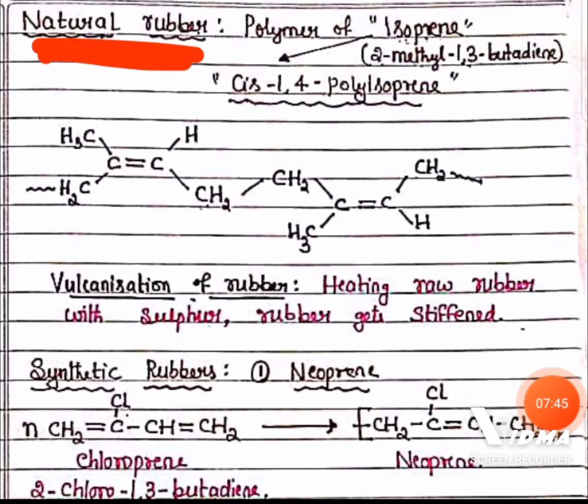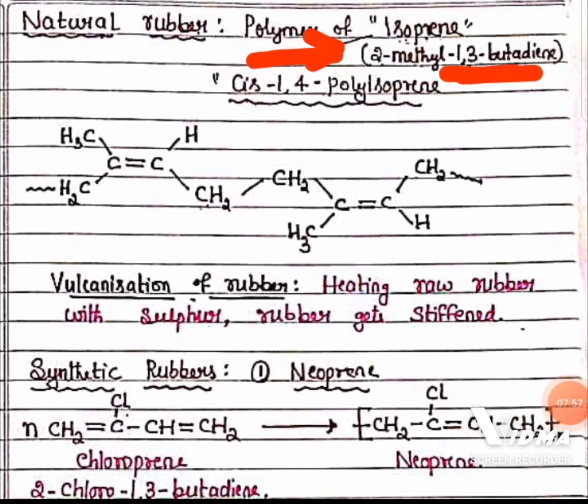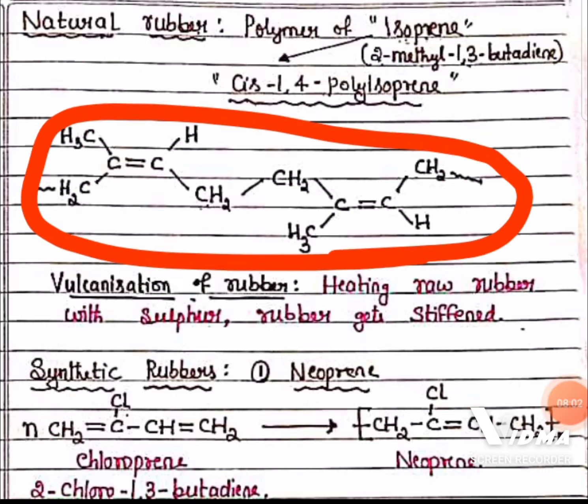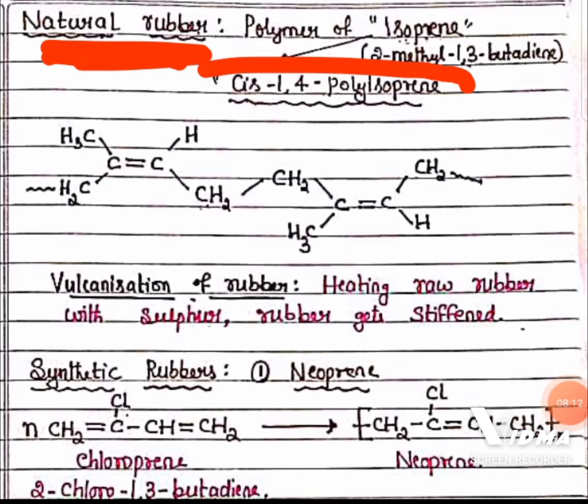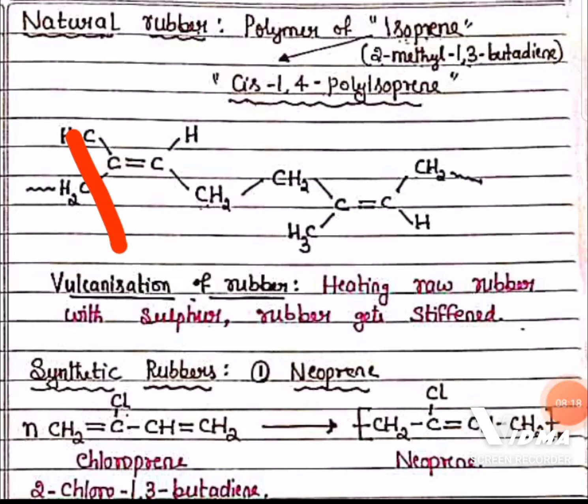Then natural rubber. About natural rubber, we need to remember the monomer, which is isoprene. Its IUPAC name is 2-methyl 1,3 butadiene. When this monomer undergoes repeated addition to form the polymer, it shows cis configuration. So natural rubber is cis 1,4 polyisoprene. Remember that. In natural rubber we do an important process called vulcanization, where we heat the raw rubber with sulfur to make it hard and stiff.